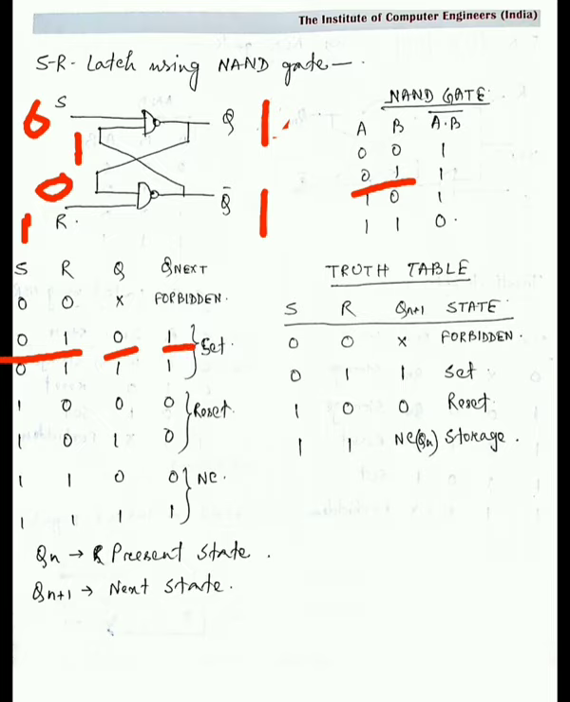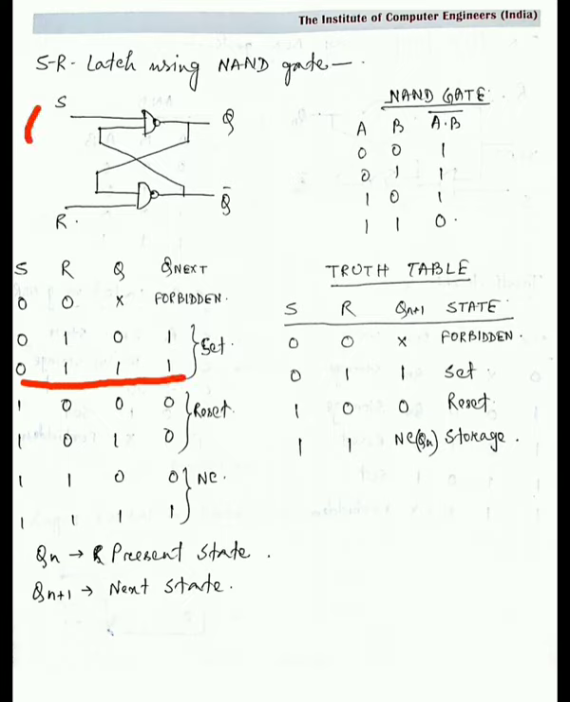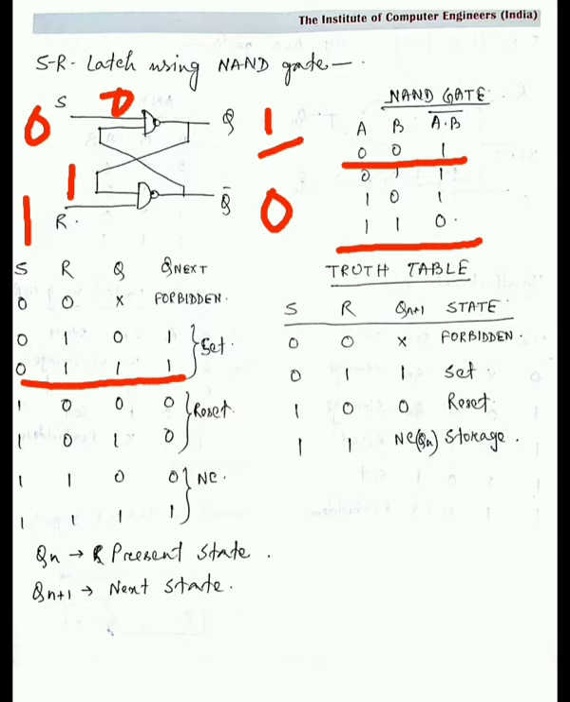Again, suppose our next case is S 0, R 1 and Q is 1. So R is 1 coming here, so 1 and 1, the output will be 0, and this 0 goes to this side, so 0 and 0, the output will be 1. So this output will be 1.